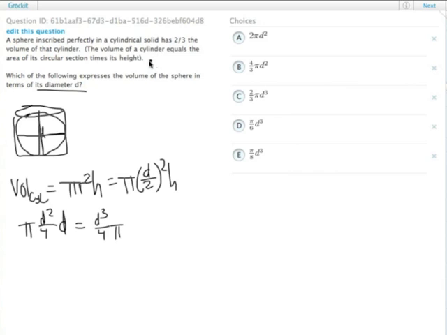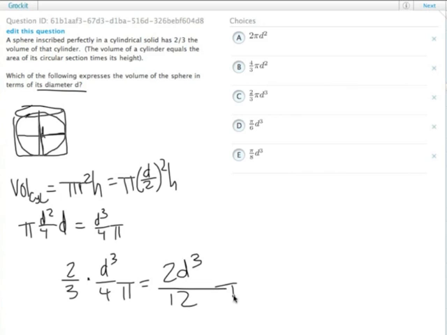However, we're looking for the volume of the sphere in terms of its diameter. So we're almost there. This is the volume of the cylinder. The volume of the sphere is simply 2/3 the volume of the cylinder. So 2/3 of the volume of the cylinder, which was d cubed over 4 times pi. We just multiply across. We get 2d cubed over 12 times pi. And then the 2 and the 12 simplify.